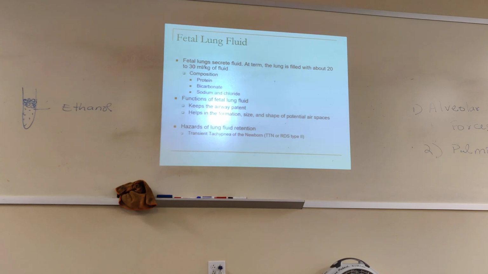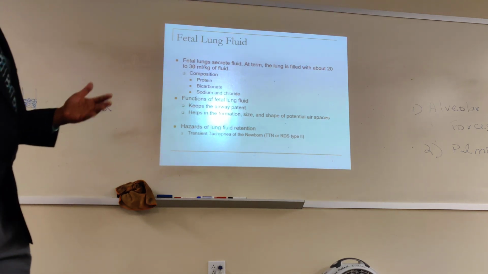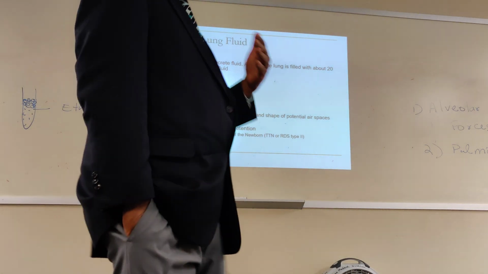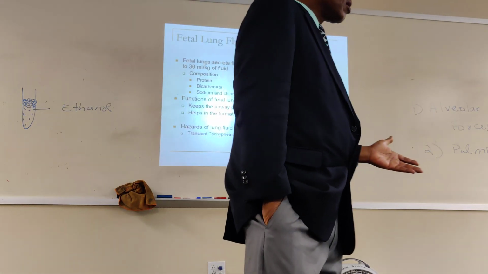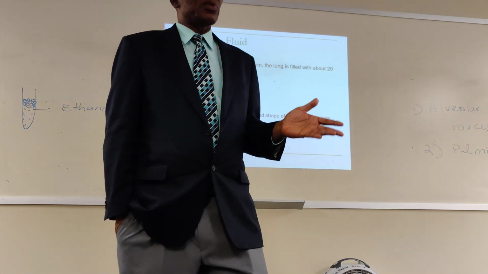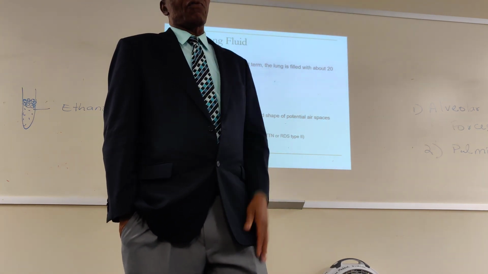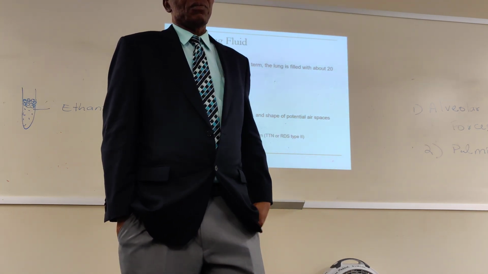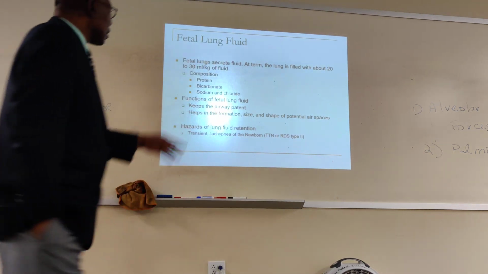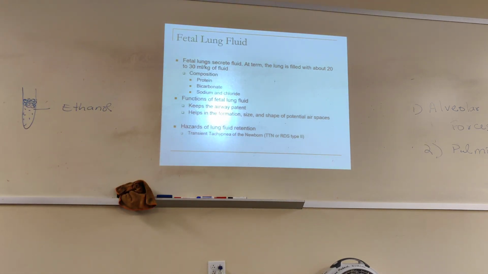They still have a lot of lung fluid in there, and that can make their breathing very difficult. Their lung compliance will be low, their oxygenation will be poor, their ventilation will be poor. So the baby can go into respiratory distress as a result of retaining the lung fluid. Also, they call it RDS type 2, transient tachypnea of the newborn.